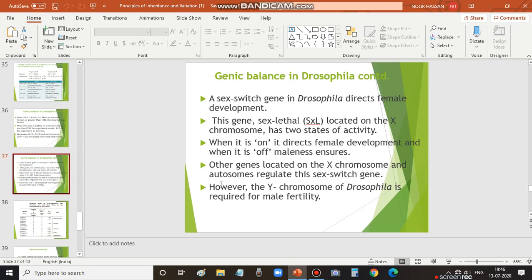Okay, those are the genes present on the other X chromosome and autosomes. The genes located on the X chromosome and autosomes regulate this sex switch gene, which is also called SXL. However, the Y chromosome of Drosophila is required for male fertility. This is what we learnt already. The Y chromosome of Drosophila is required for male fertility.